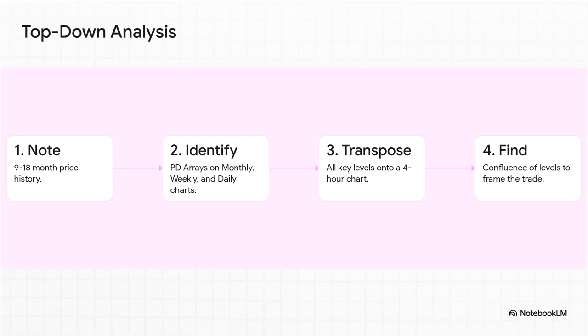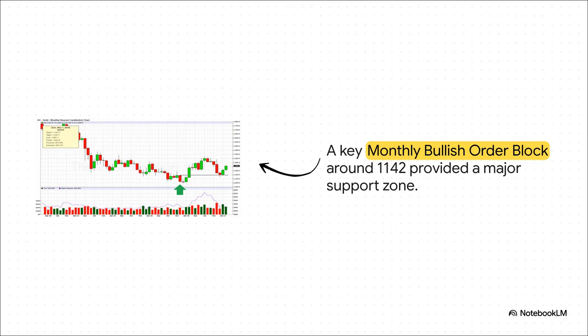We're looking for clusters or a confluence of levels that create these really powerful zones of support or resistance. And for our gold trade example, this exact process pinpointed a major monthly bullish order block, a key institutional support level right around the 1142 price point.